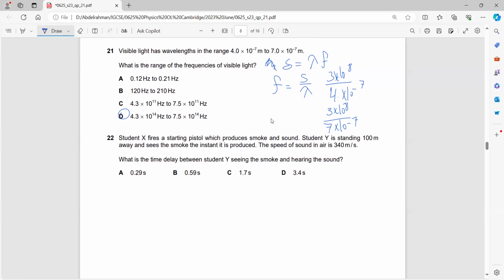Yes, definitely the frequencies have huge values. Any electromagnetic frequency must be huge.